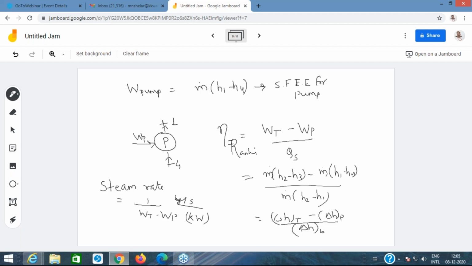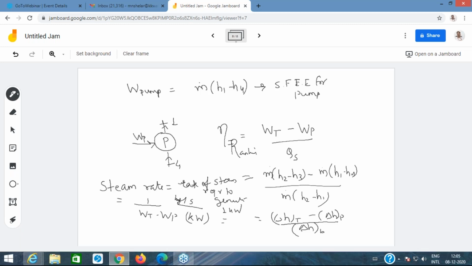So the steam rate is basically the amount of steam required, the rate of steam required, to generate 1 kilowatt of electrical power.